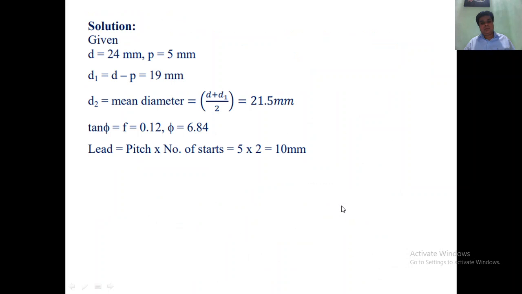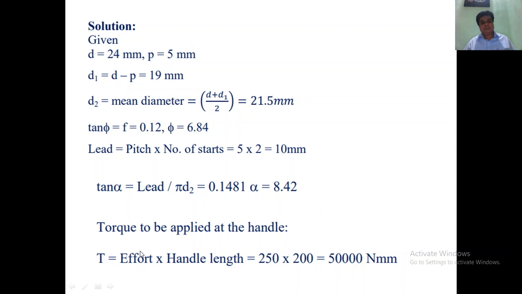The torque is nothing but the effort, or the force you are applying at the lever or handlebar, times the length of the handlebar. You are applying a force of 250 Newton, and the length of the handlebar is 200 mm. That gives you the torque, which he is taking in Newton millimeter. This is the torque to be applied using the handlebar.